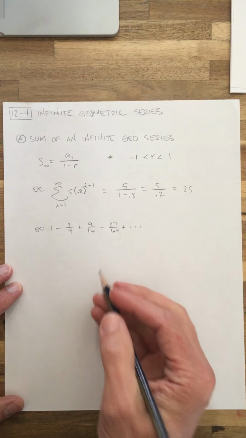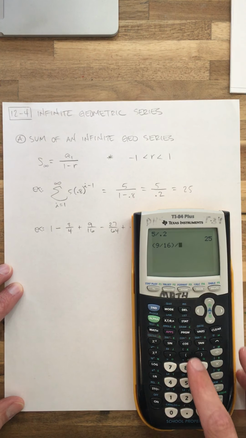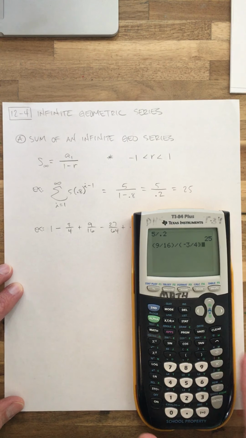Let's check. What is negative 3/4 divided by 1? That's negative 3/4. What's 9/16 divided by negative 3/4? Here, let's check. All right, can you see my calculator there? Okay, let's do it. 9/16 divided by negative 3/4 should say negative 0.75, I'm hoping. Yeah, negative 0.75, that's negative 3/4.